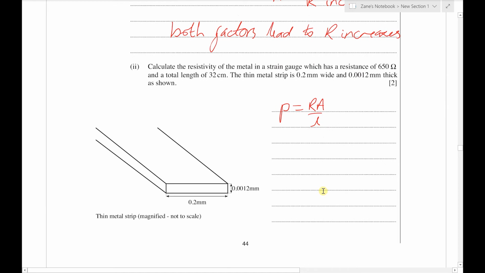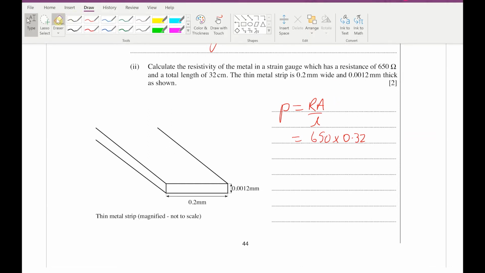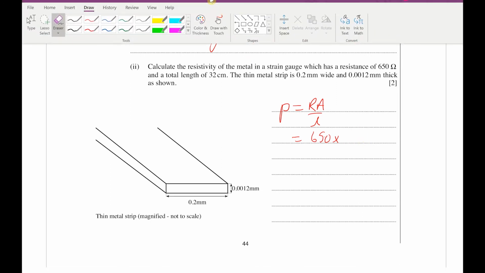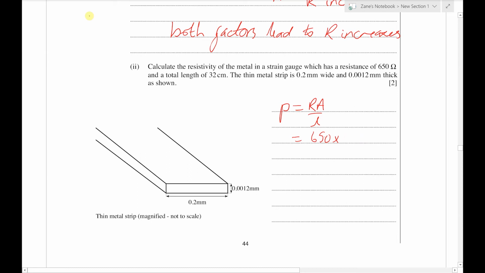So we're told that this material has got a resistance of 650 ohms. Its length is 32 centimeters or 0.32 meters or 32 times 10 to the minus 2 if you want to be careful about shifting decimal places. Oh, sorry, that's the length, not the area. So let me just erase that a second and correct that. So put that length on the bottom, 0.32 meters.